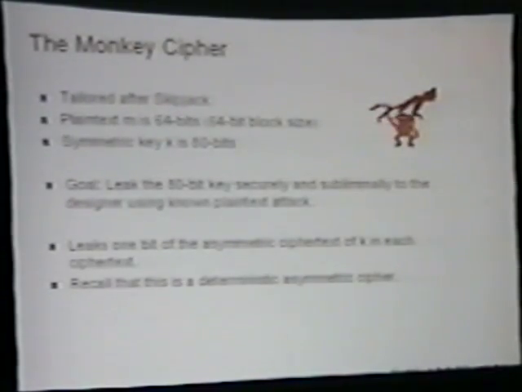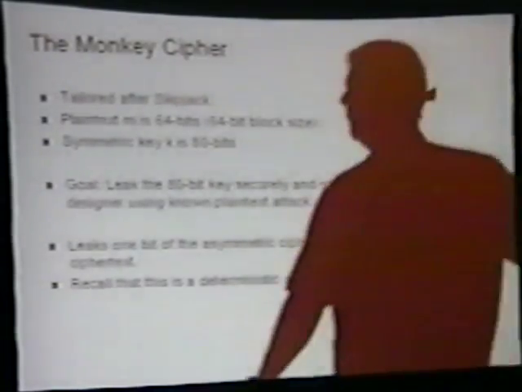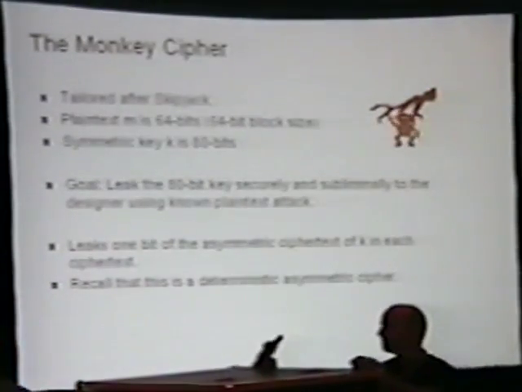Okay, 80-bit key size, 64-bit block size. And the goal in the Monkey Cipher is to securely and subliminally leak the 80-bit key to the designer. And basically the way Monkey works is it leaks one bit of the asymmetric ciphertext of K in each ciphertext that it outputs. And again, this is a deterministic asymmetric ciphertext, not a probabilistic one; it doesn't use a probabilistic crypto system.